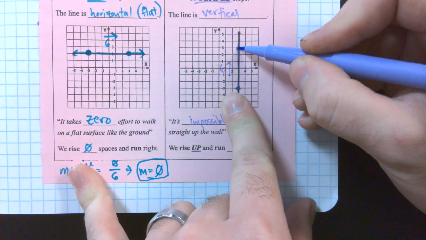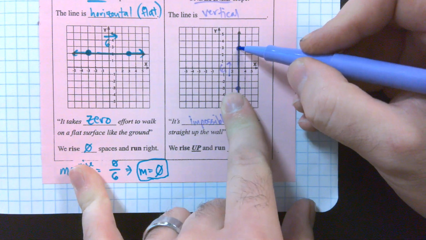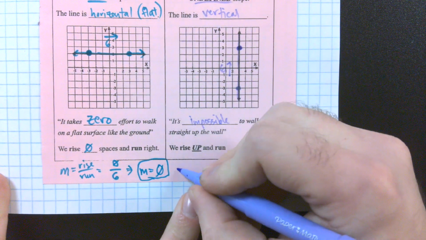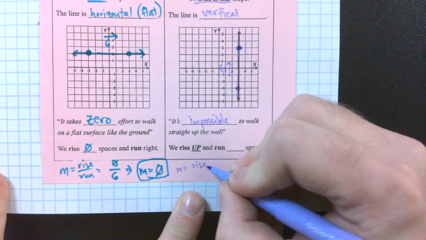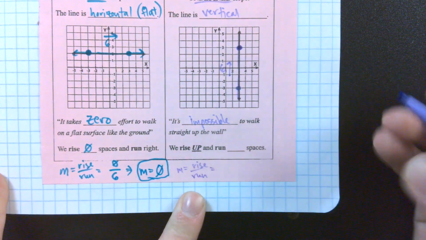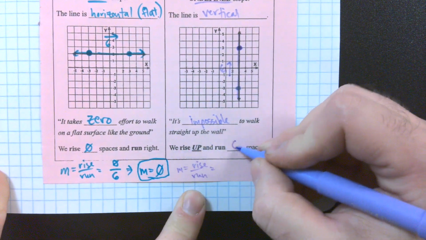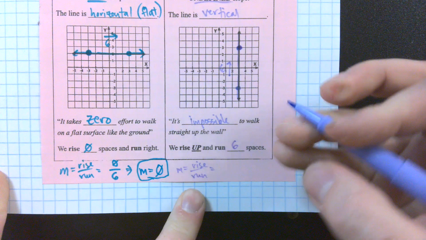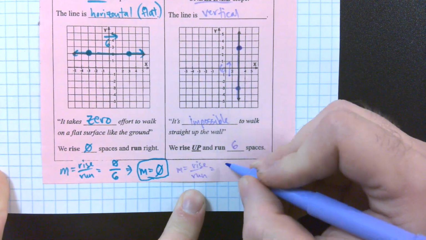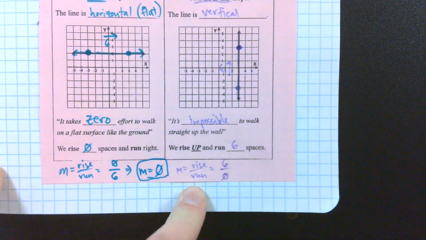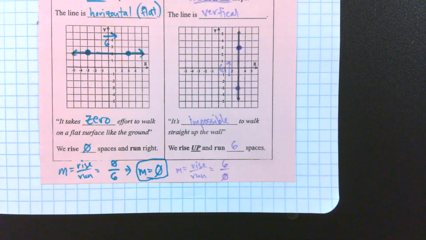How many spaces over do I have to go? None. So my rise, let's do this again. M equals rise over run. We rose up 6 and ran 0. I know, this is more important. Okay, go ahead and get that copy down real quick.